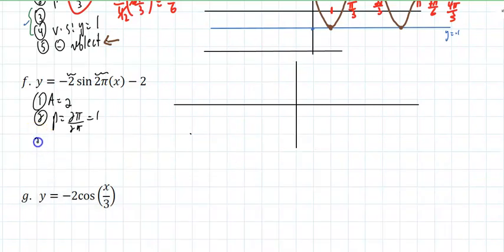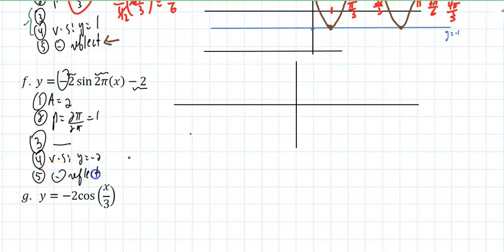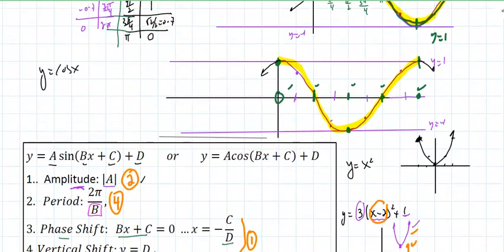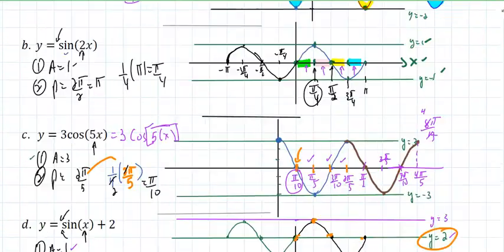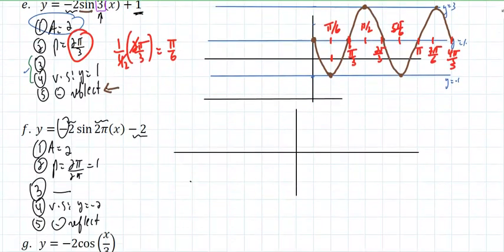Okay, 3. We don't have a vertical shift. That's the last thing we deal with. That's the toughest. We have a vertical shift of y equal -2. And 5, this is negative, so we reflect the graph. And that's all explained right here. That's what we mean by regular graph and reflect. And you always reflect with respect to the x-axis.